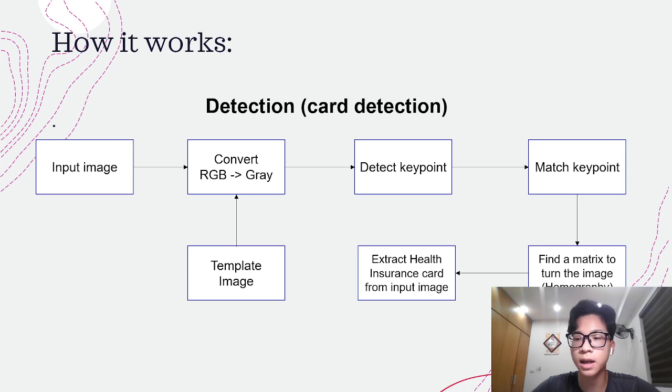So I chose it, and after that, both the keypoint algorithm and the keypoint matching tool are applied to find a transformation homography matrix to align the input image in the same way as the template image, which is then also used to extract or detect the card from the input image.